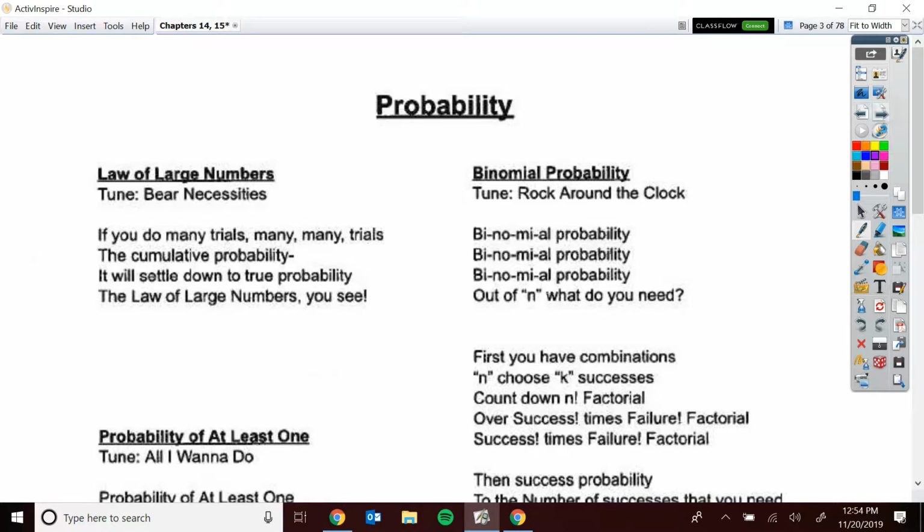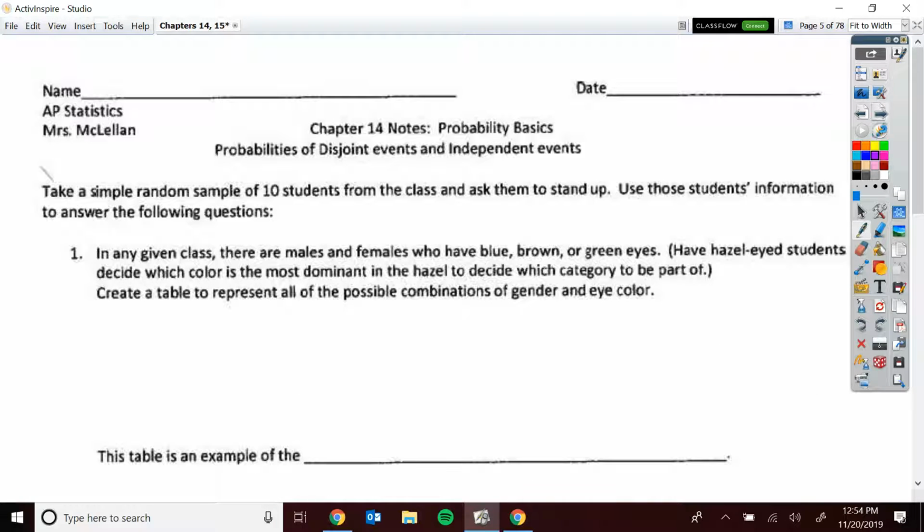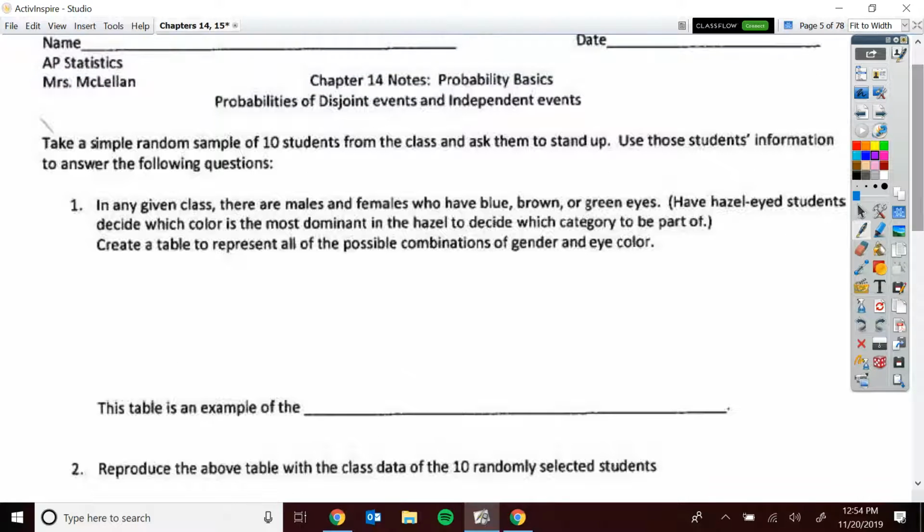So let's get started. We're first going to talk about some basic definitions and go through an activity to get that. The first thing is I'm going to take a simple random sample of students in the class, and you don't have to stand up. Just identify who you are, and then we'll use that information here in a minute.